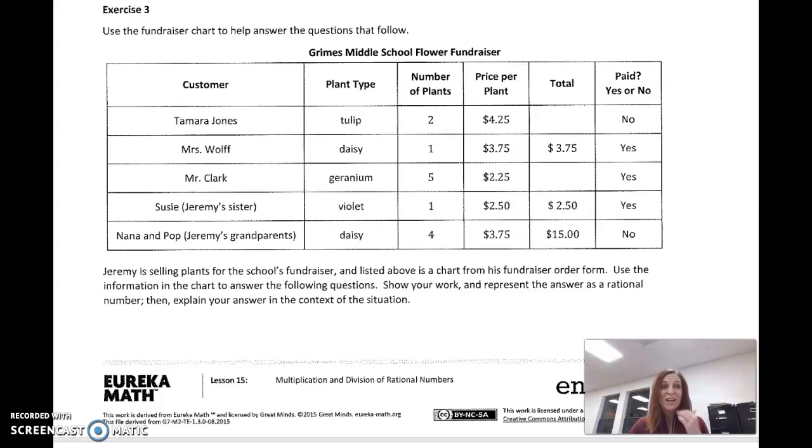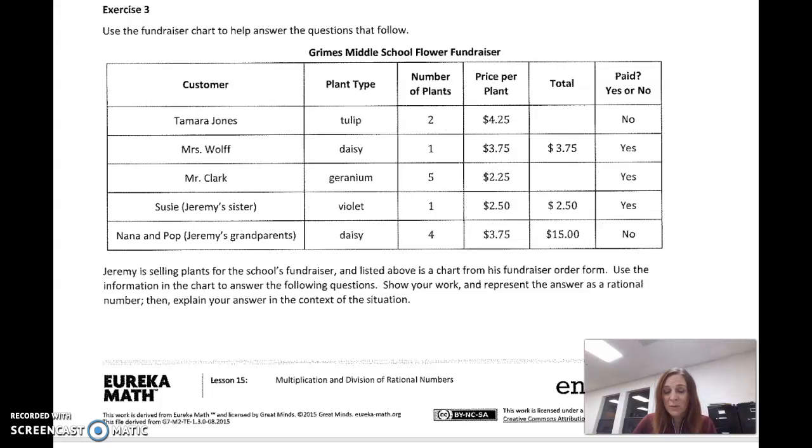All right, so we're gonna use those ideas, the fact that multiplying and dividing rational numbers follow the same rules as integers. Same signs, positive; opposite signs, negative. So look here, it says use this fundraising chart to help answer the questions that follow, okay? It says Jeremy is selling plants for the school's fundraiser, and listed above is a chart from his fundraiser order form.